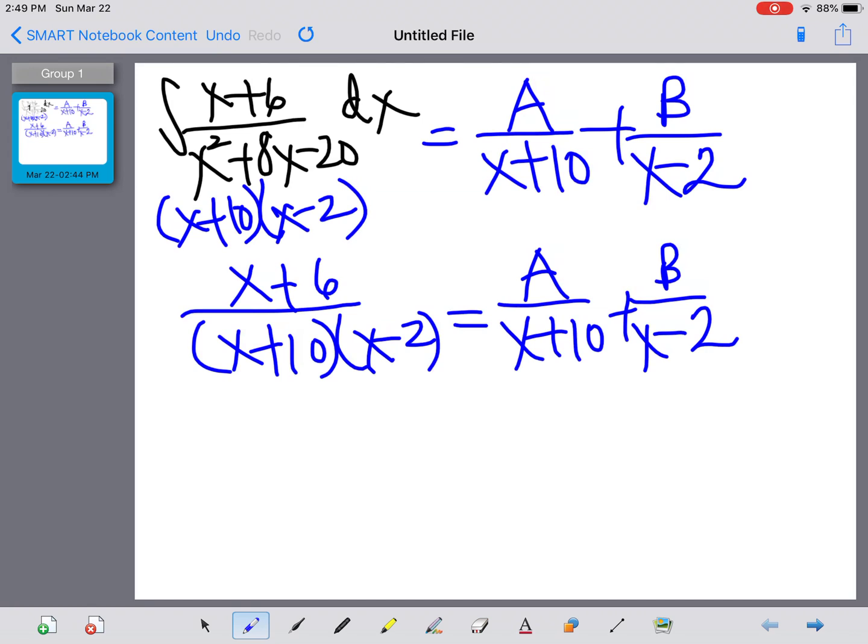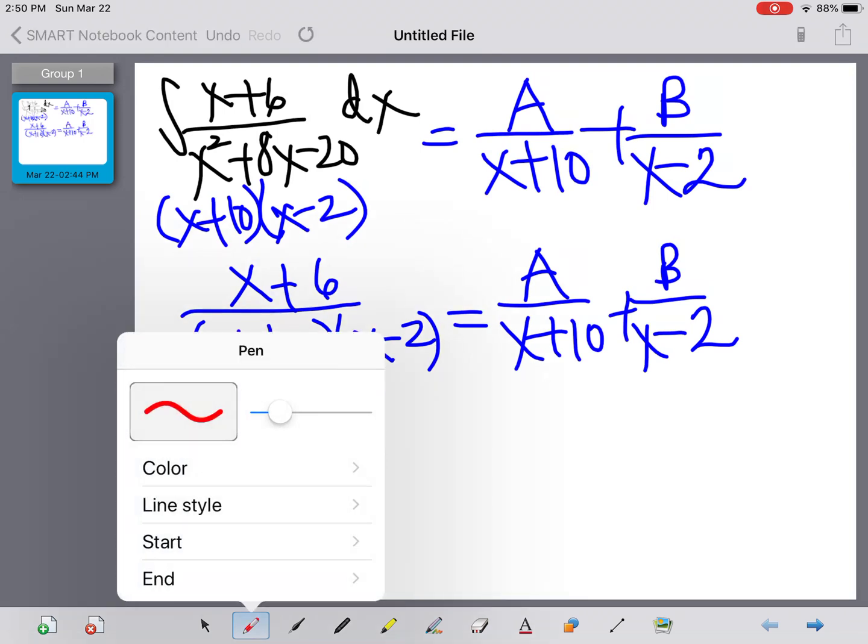Continuing our discussion on integrating rational functions, we have the integral of x plus 6 over x squared plus 8x minus 20 dx. And I've already factored the denominator. It's x plus 10 times x minus 2. And since we have two binomials, we can break down our original fraction into two partial fractions. So A over x plus 10 plus B over x minus 2.